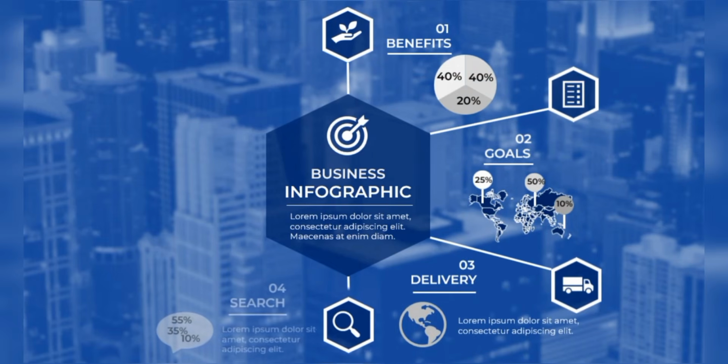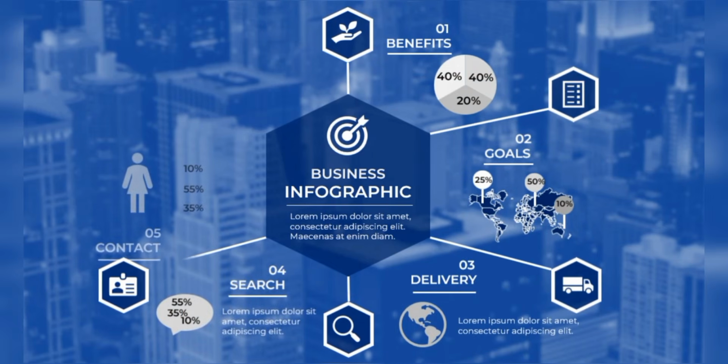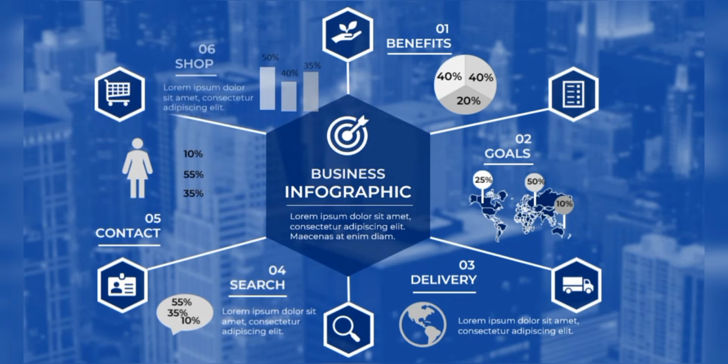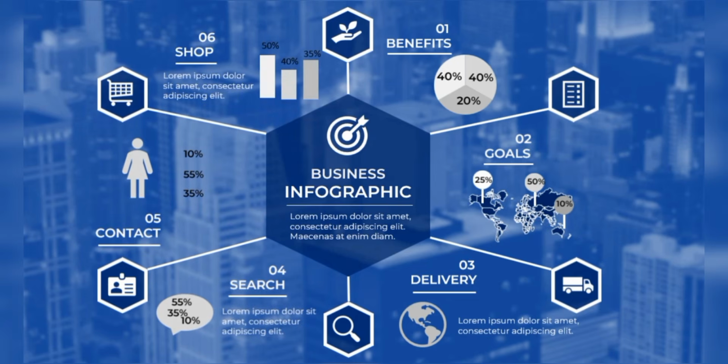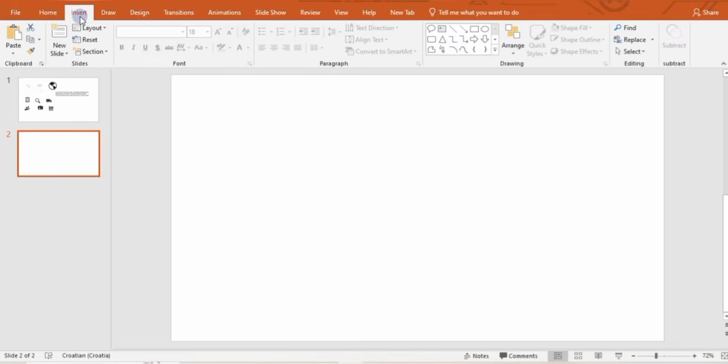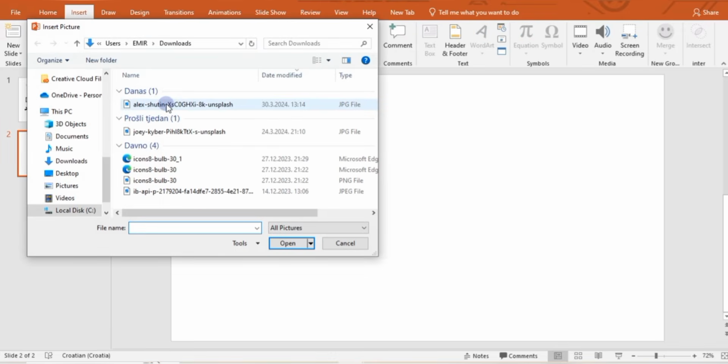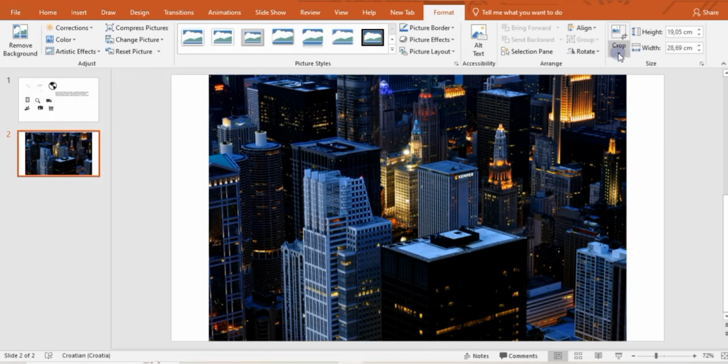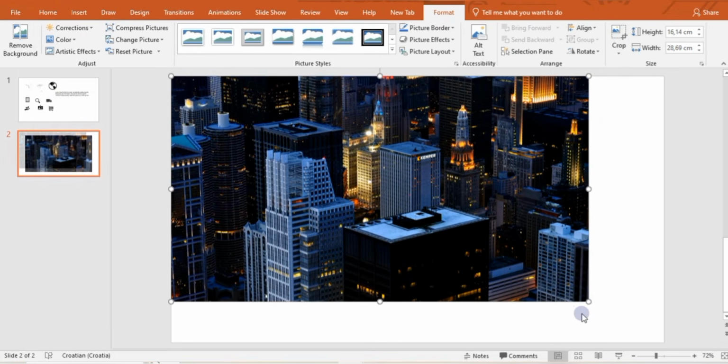Let's see how we can create this beautiful blue business infographic. So first I'm inserting an image from unsplash.com. I'm cropping this image, aspect ratio 60:9.